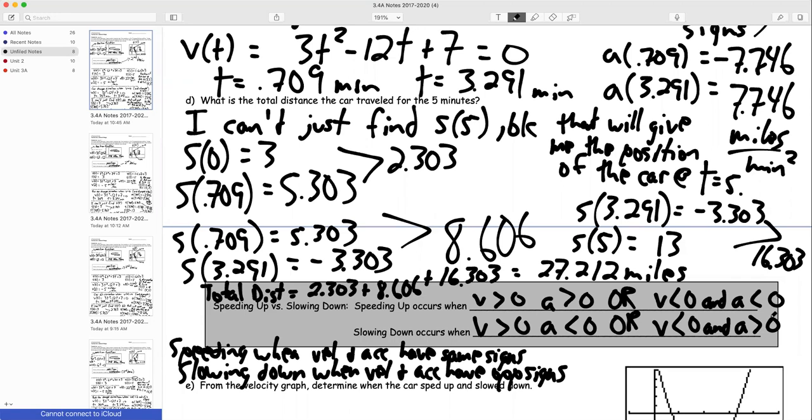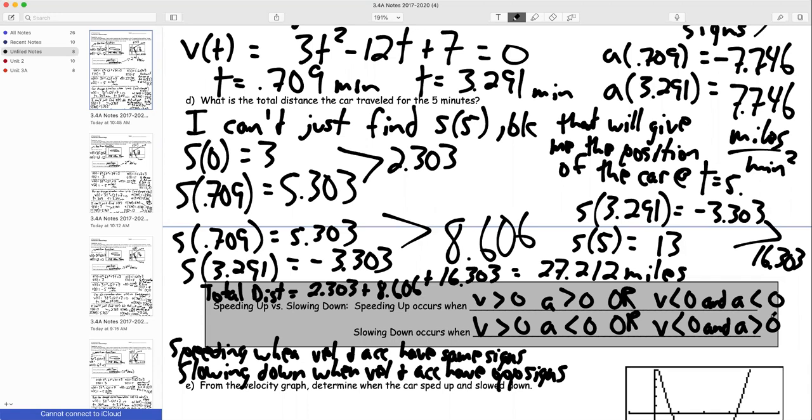So perhaps more importantly, on the AP exam, they ask you a question, is the object speeding up or slowing down at t is equal to 5? You say the velocity at 5 is positive and the acceleration at 5 is also positive, showing your work. Therefore, since they are both positive, the object is speeding up. But you must mention the velocity and you must mention the acceleration. Okay? All right.